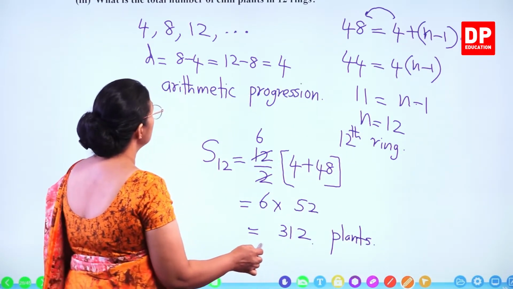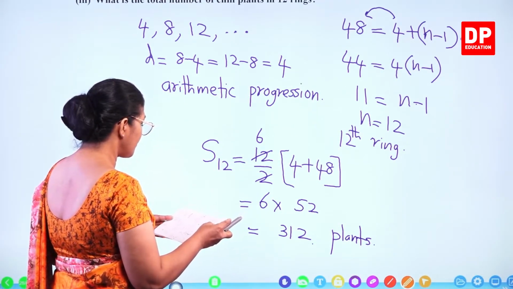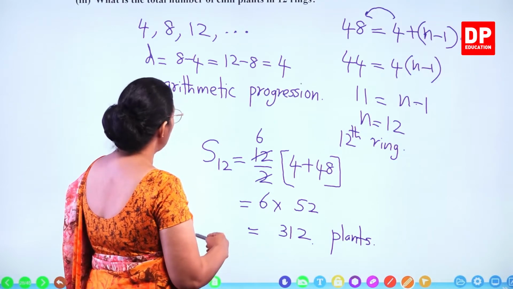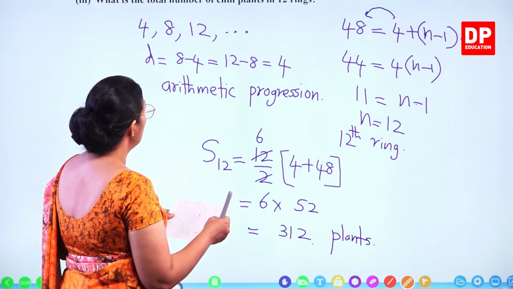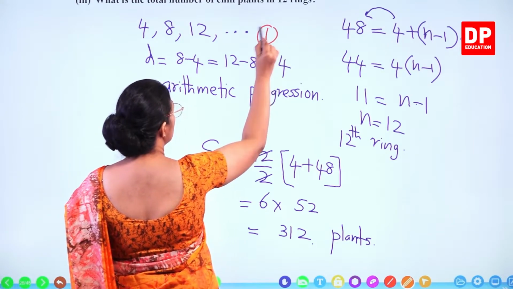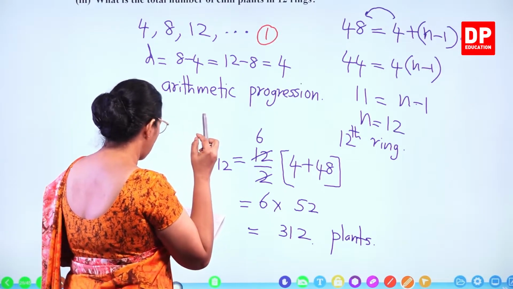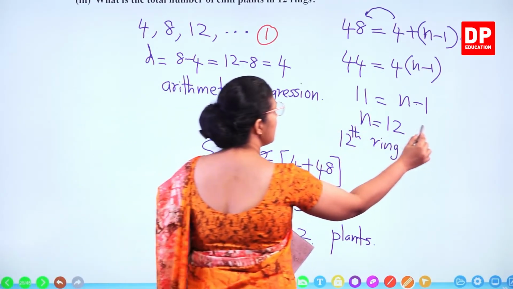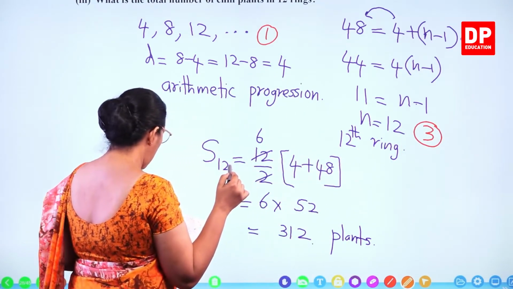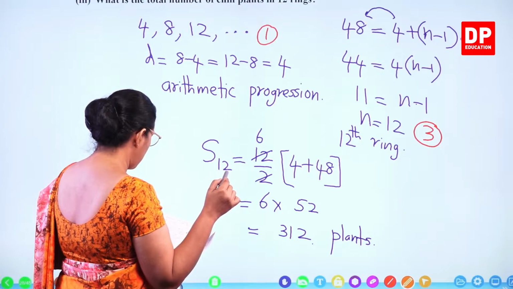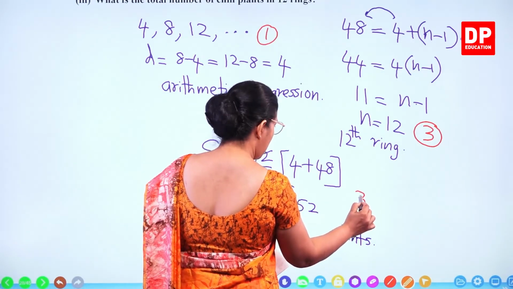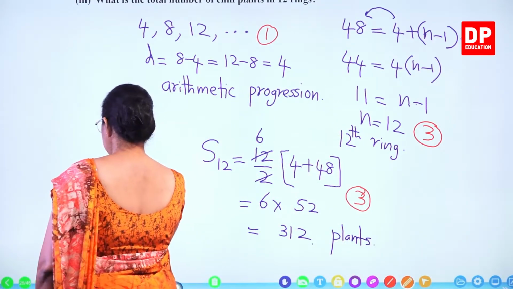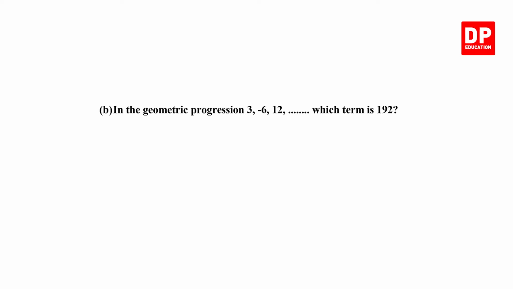So how many marks for the whole thing? You get 1 mark for this part, for writing the arithmetic progression. And 3 marks for finding which ring has 48 plants. And this one, 3 marks for finding the total. So we have another part. That's part B. That's about geometric progression.